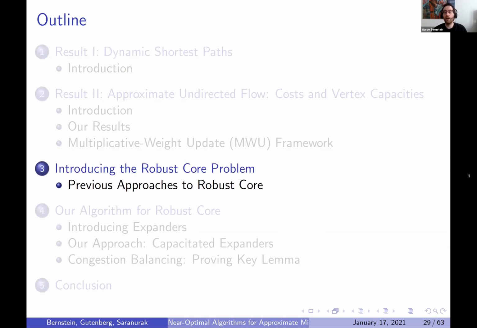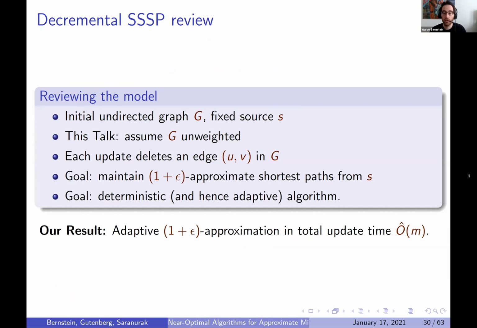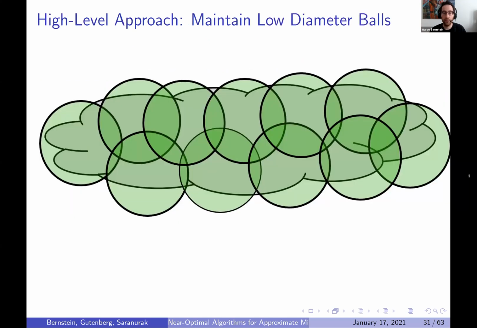Okay, so I want to introduce our key building block in order to do this. Let's start with quickly reviewing the model. You have a source S. You assume the graph is unweighted, so each update just deletes an edge in the graph. Your goal is to maintain approximate shortest paths or distances from S. And we want our algorithm to be adaptive. We're going to show how to do this in near linear time.